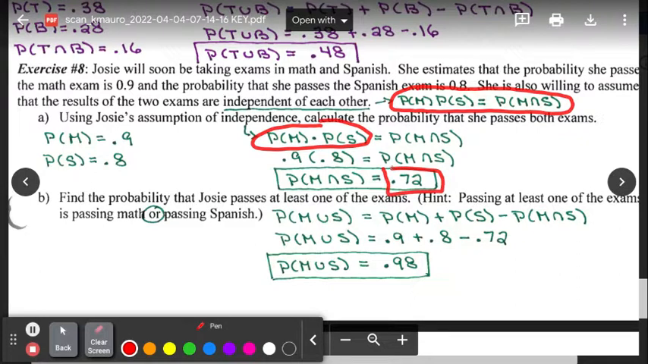And then part B says find the probability she passes math or Spanish. So I used my addition rule. Probability of math plus probability of Spanish minus probability of both. And she has a 0.98 probability that she would pass at least one of them.